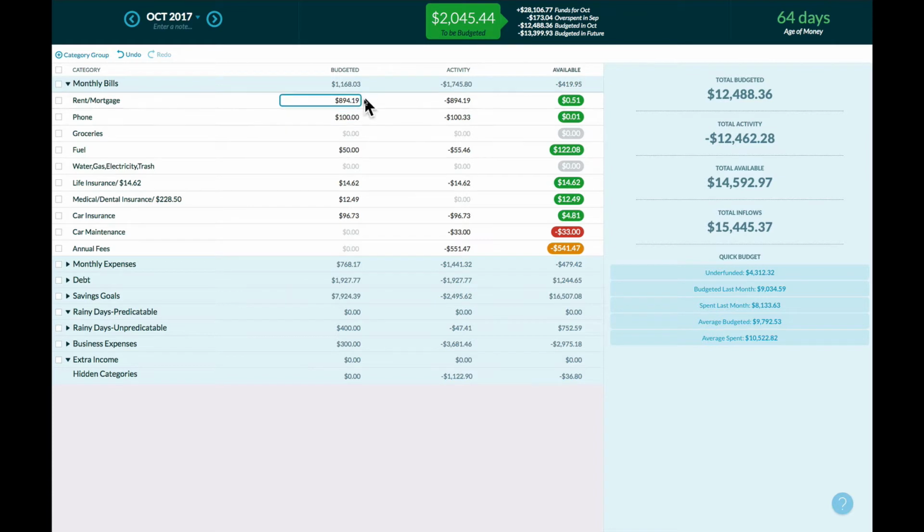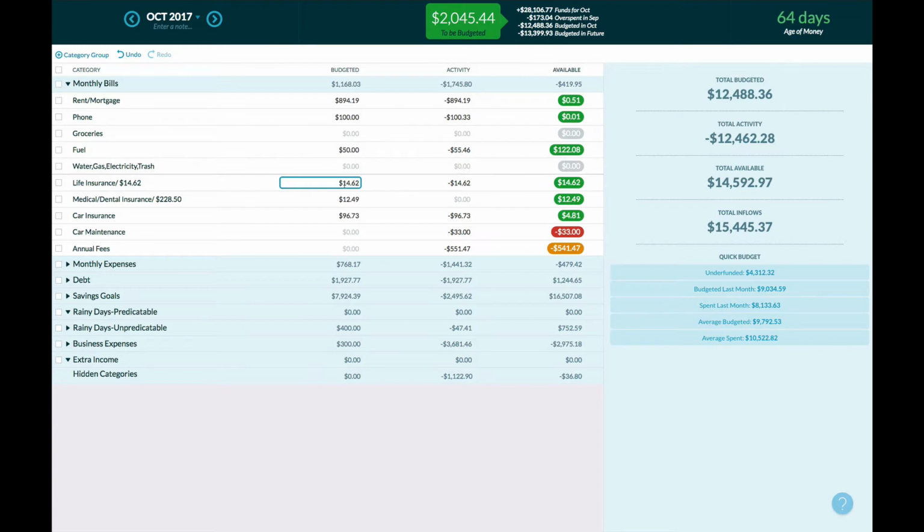Rent and mortgage, I split this with my partner. If you've watched some of my other videos and you've been following me from the beginning, you know this hasn't always been the case. The last couple of months we've gone back to normal. So this is just my split here. Had a little bit of money left over there. Phone is about the same at 100. Fuel, I had budgeted 50. I spent 55. I had some left over because I over budgeted the previous months.